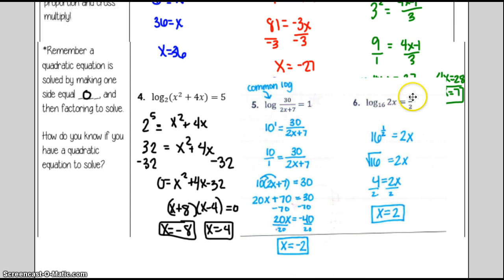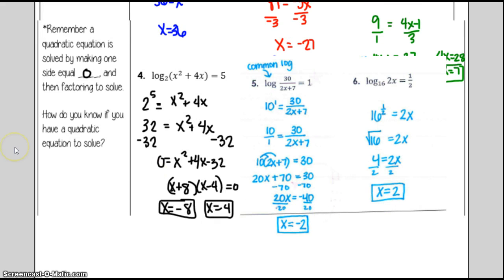Next, 16 to the 1/2 power. Remember, fractions as your exponent are just the square root, the cube root, etc. So think back to that as you're working to simplify those. So square root of 16 equals 2x. So 4 equals 2x, divide by 2 to get 2.